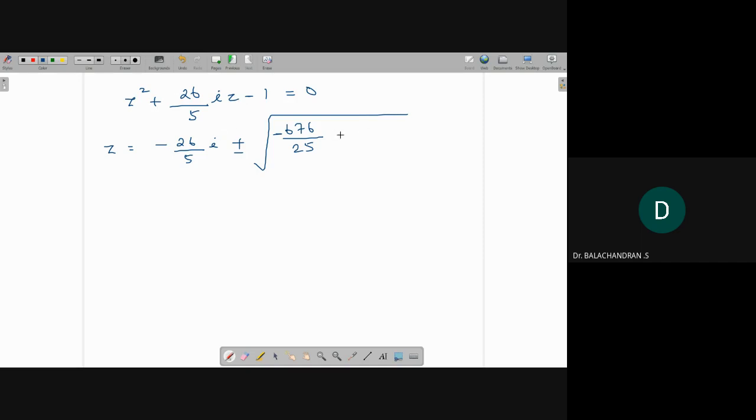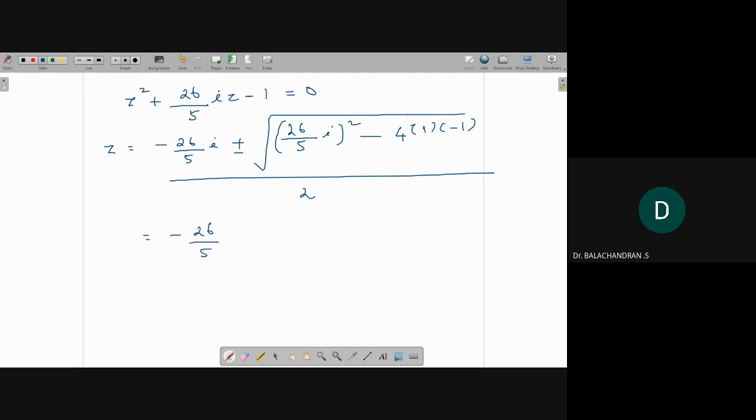Otherwise you can write first as it is and then you can write in the next step: 26 by 5 i whole square, b square minus 4AC, 1 into minus 1, divided by 2A. So this is equal to minus 26 by 5 i plus or minus root of, this is minus, i square is minus, 26 square is 676 divided by 25, plus 4, divided by 2.